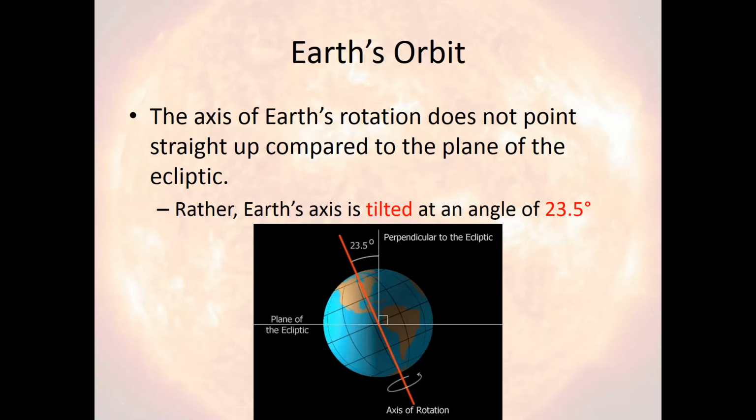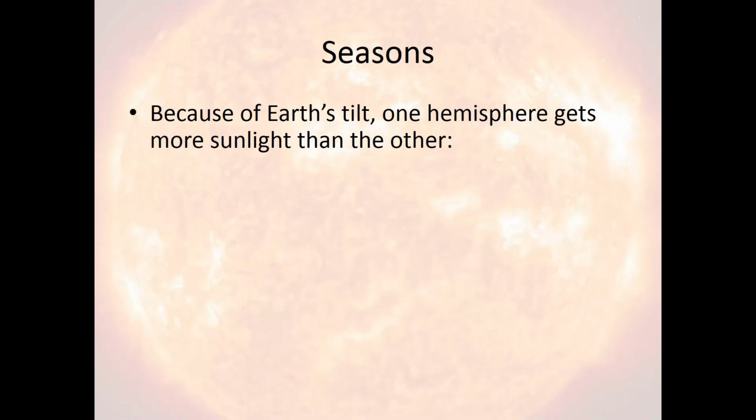To understand what actually creates them, we have to understand that Earth's axis is actually tilted. So rather than the Earth rotating on an axis that stands straight up relative to the Earth's motion, the Earth's axis is actually tilted. And it's tilted at approximately a 23.5 degree angle. Now, this angle does change slightly over time, but we're going to save that for another lecture.